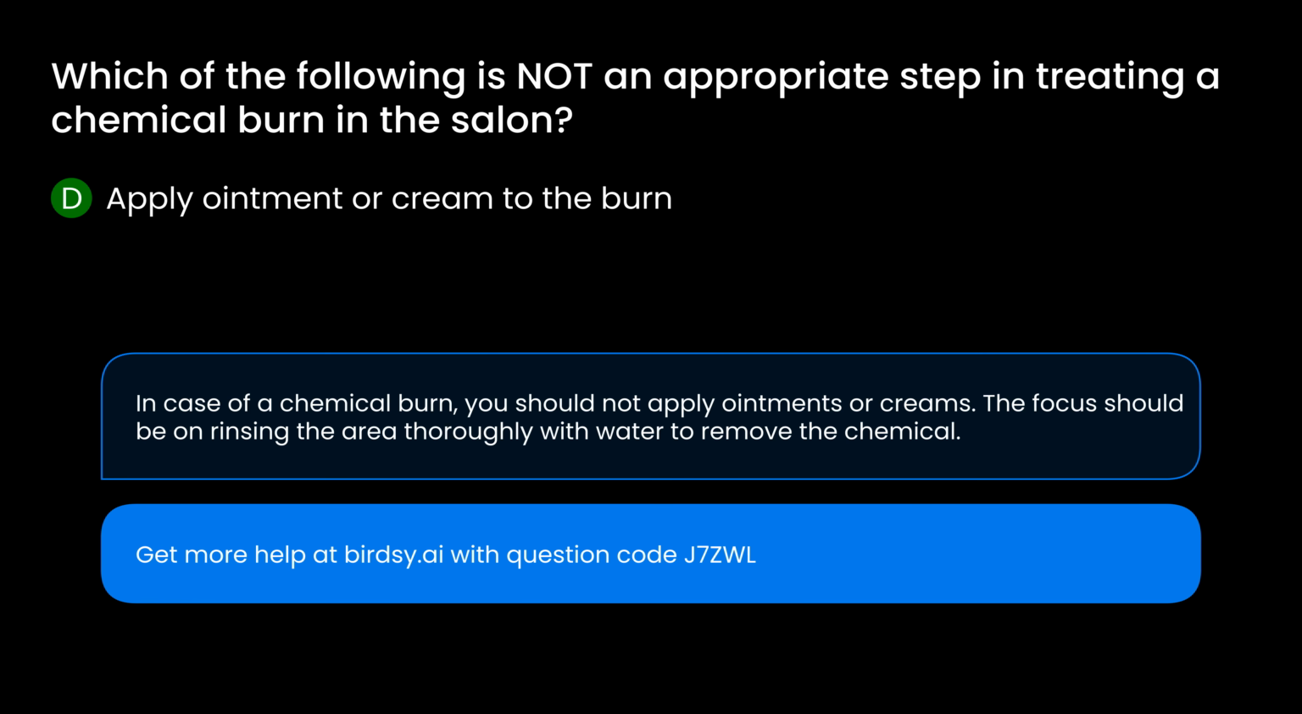In case of a chemical burn, you should not apply ointments or creams. The focus should be on rinsing the area thoroughly with water to remove the chemical.